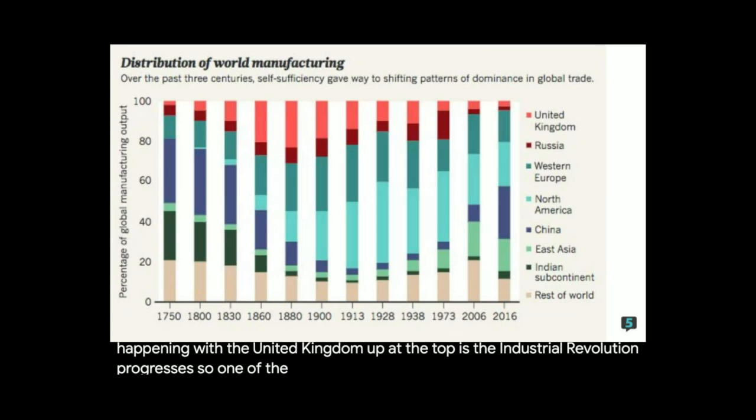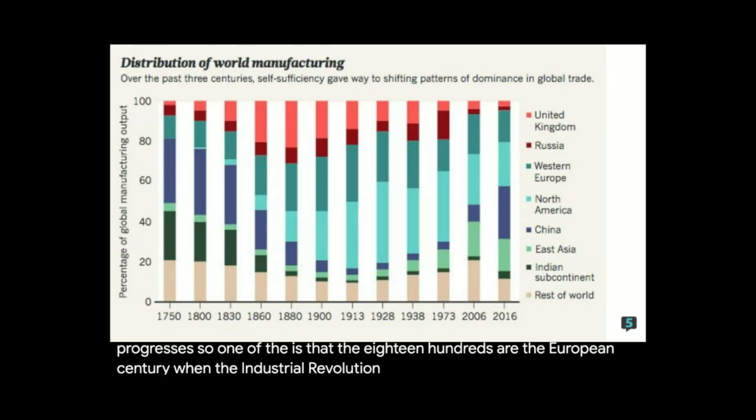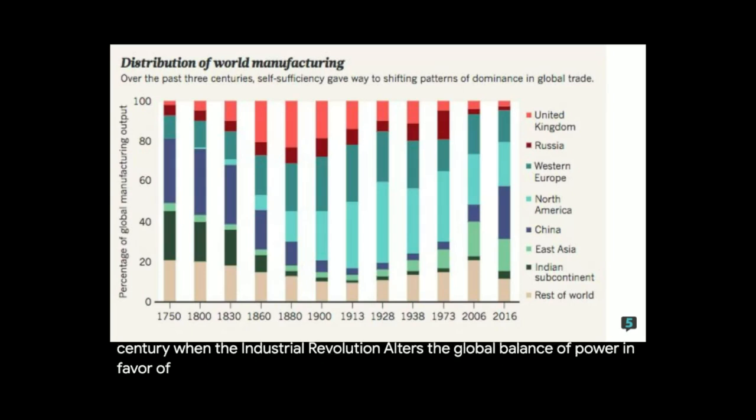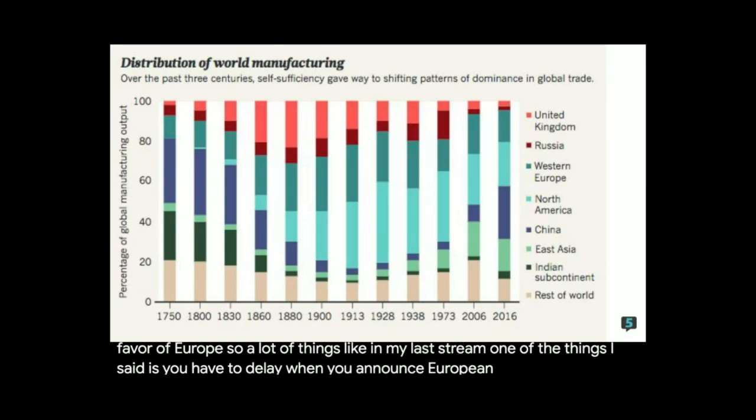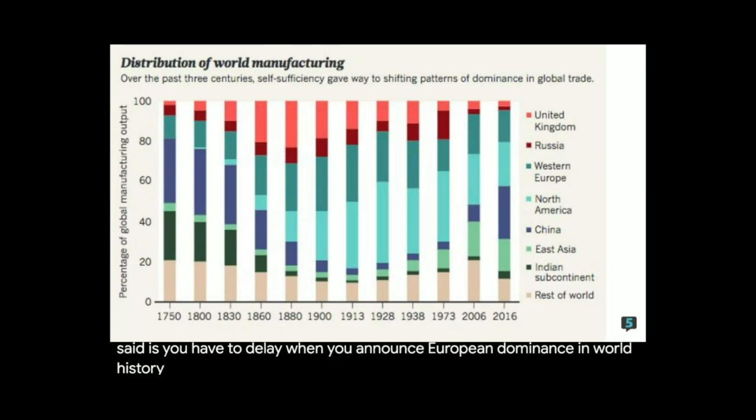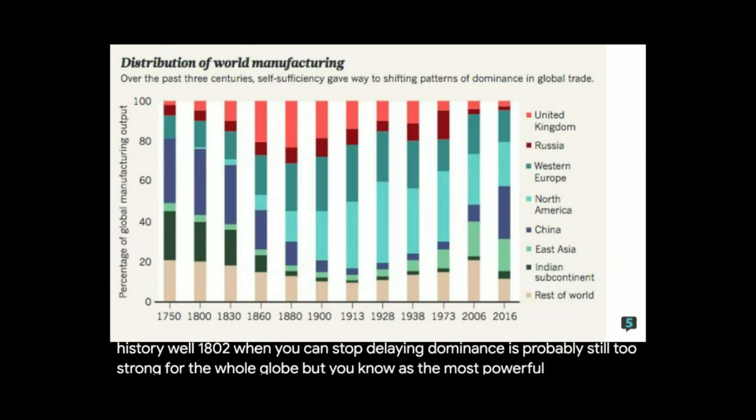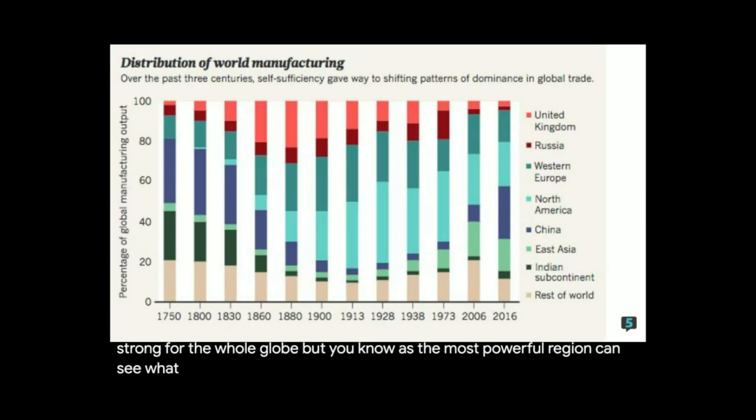So one of the mega trends here is that the 1800s are the European century, when the Industrial Revolution alters the global balance of power in favor of Europe. In my last stream, one of the things I said is you have to delay when you announce European dominance in world history. Well, the 1800s is when you can stop delaying that. Dominance is probably still too strong for the whole globe, but as the most powerful region, you can see what happens and how it changes. And then China is growing back again when we get to 2016.